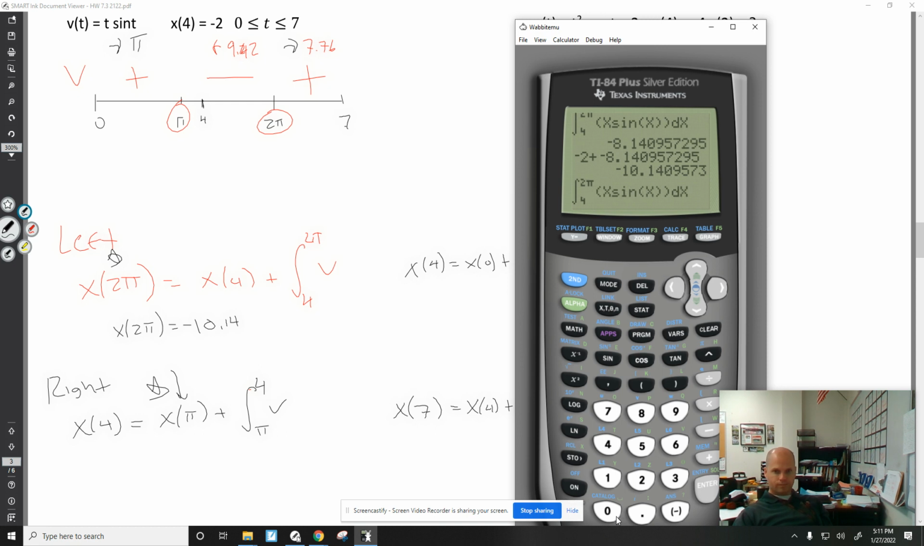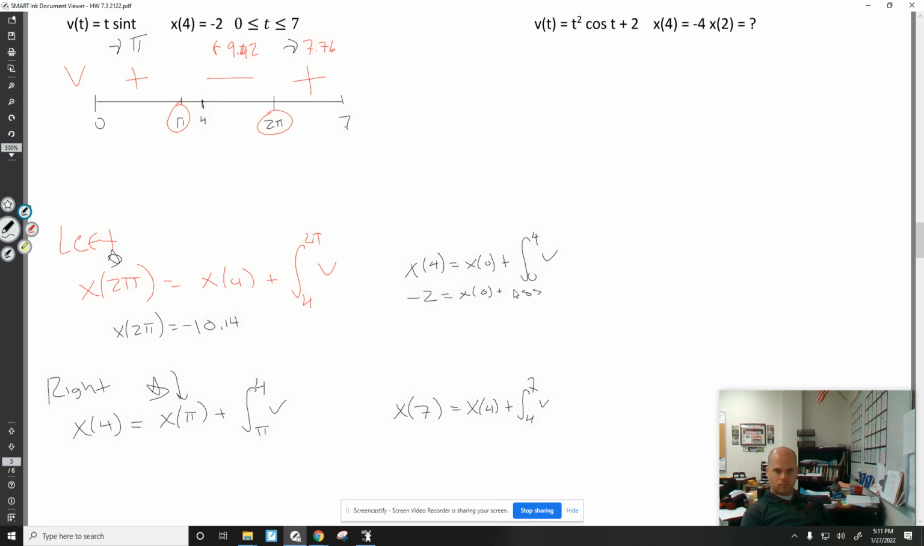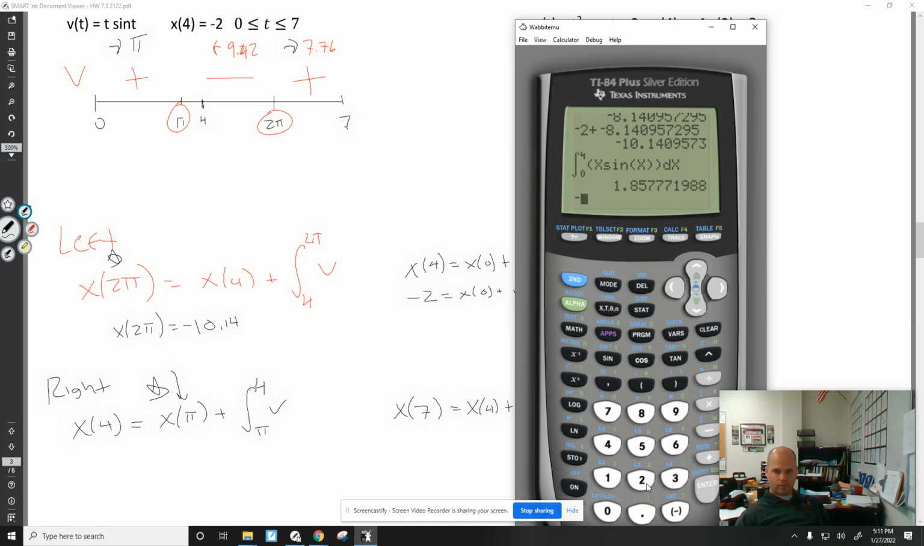0 to 4. Oh, I guess I'm doing 0. 1.8577. This is negative 2. This is x of 0. This is 1.857. You're going to have to subtract that to get x of 0. So negative 2 minus that. Negative 3.85.